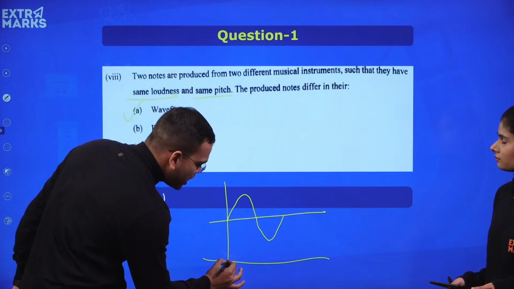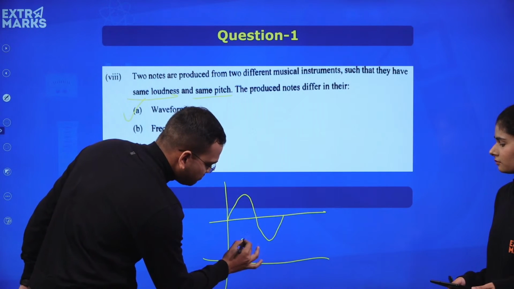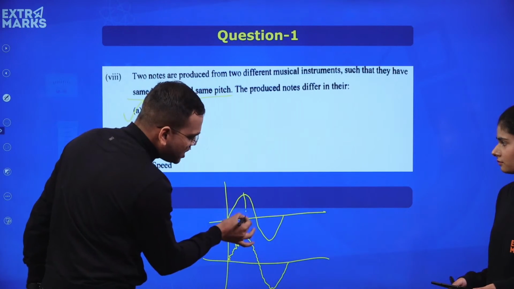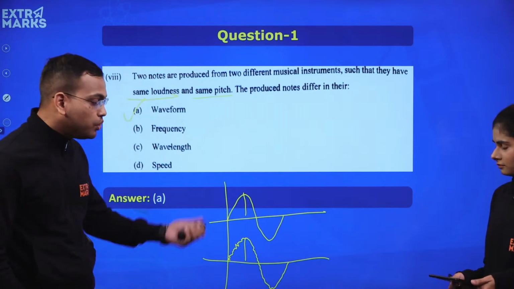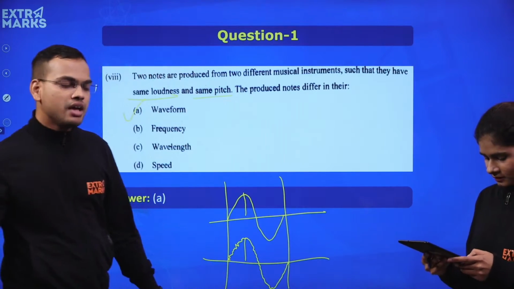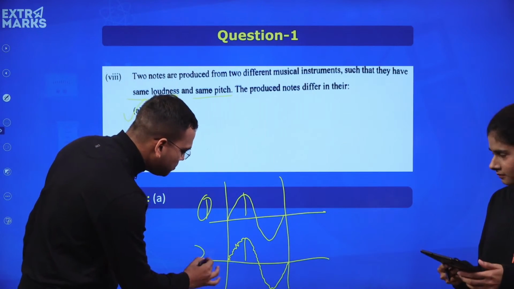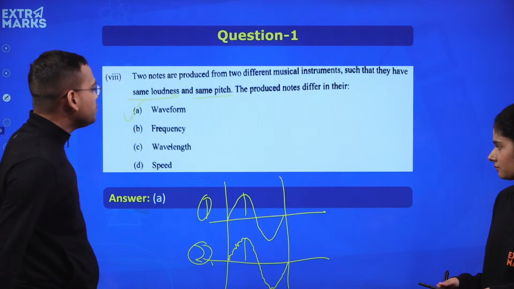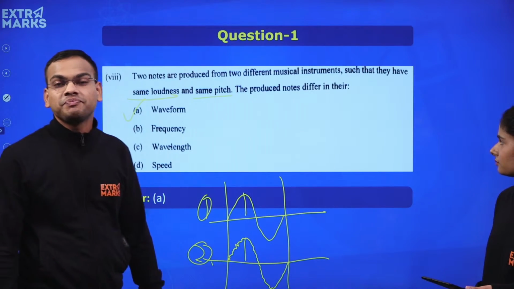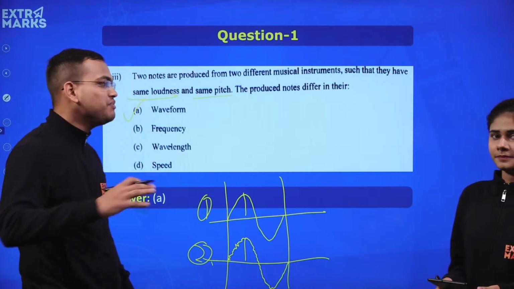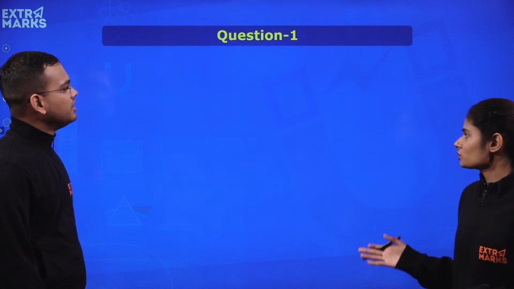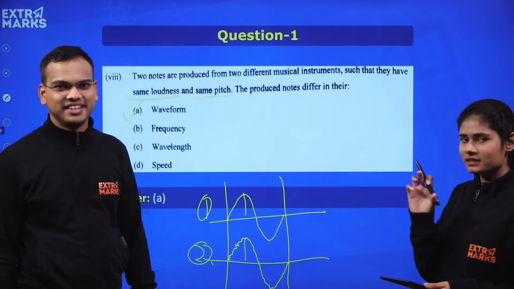Now I'm drawing another sound form. Both have the same amplitude and both have the same frequency as well. But still, are you able to differentiate between the two? Yes. Why? Because the waveform is different. So it is the waveform that is exactly telling how two sounds of the same frequency, same loudness and same pitch are differentiated, okay? Also, we are going to name that quantity as timbre.